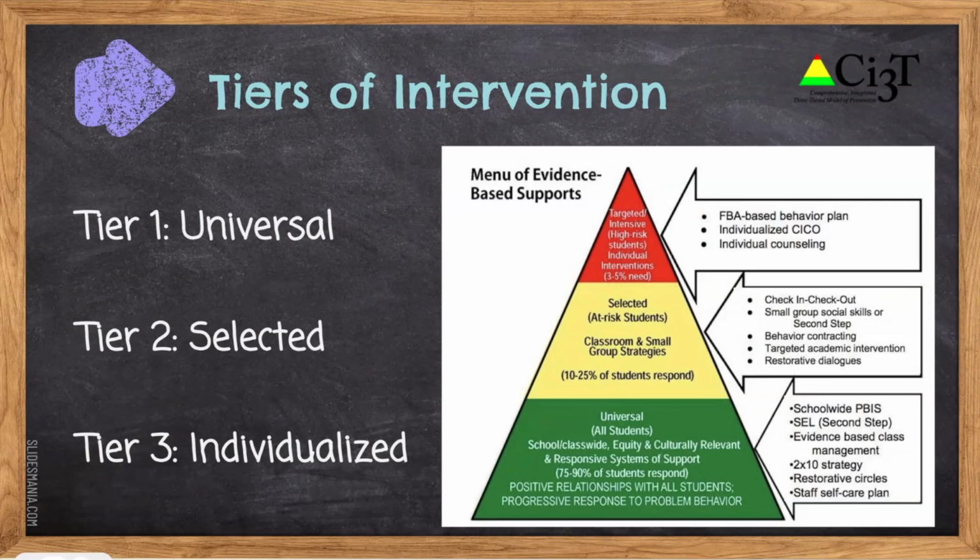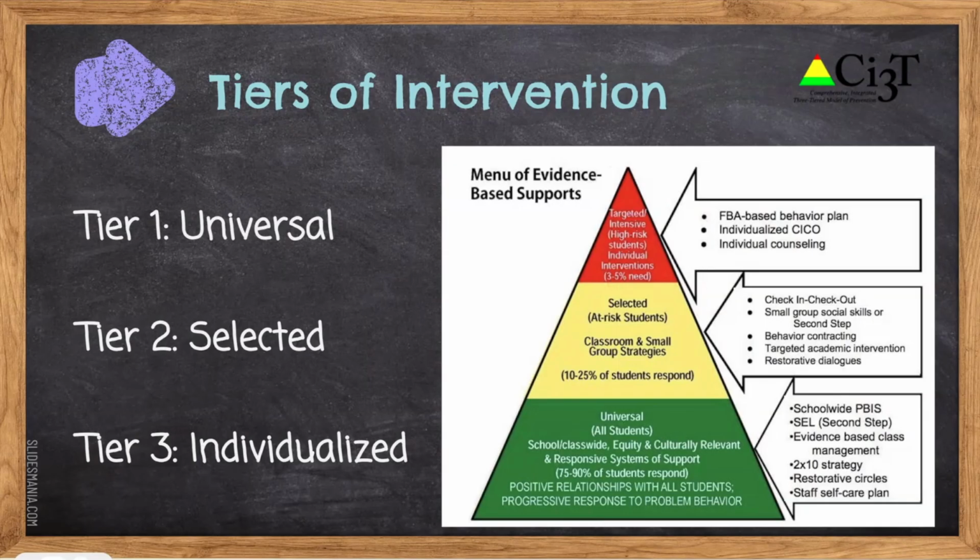Small group Tier 2 strategies could be check in and check out, social skills training, restorative practices, and like I said, the one that we're going to be talking about today is behavior contracts.